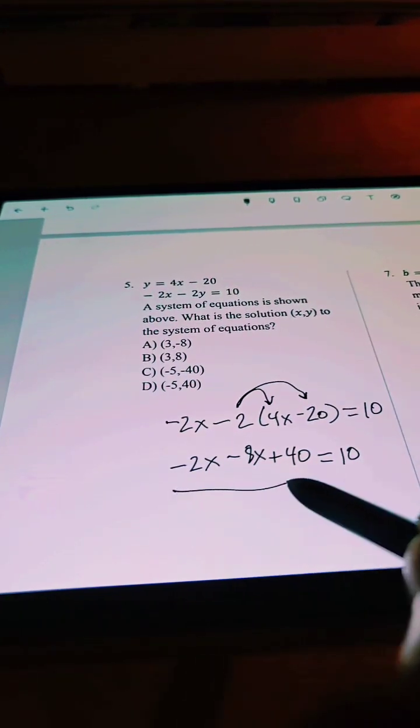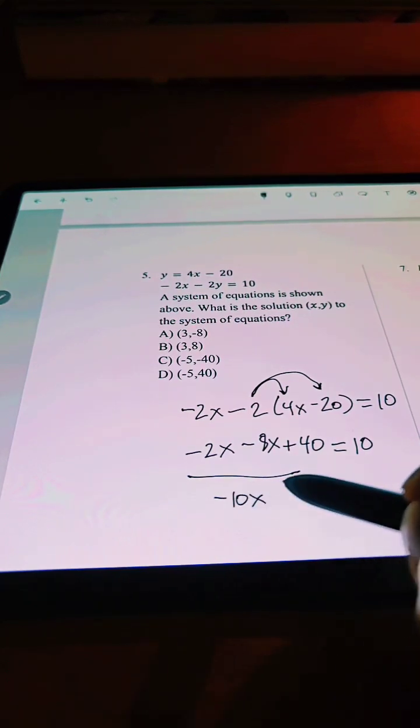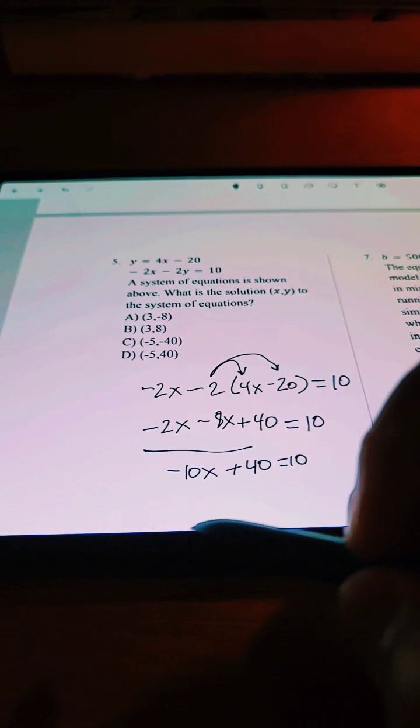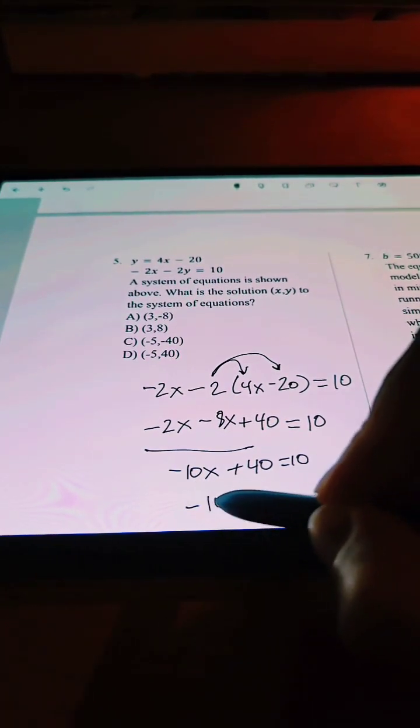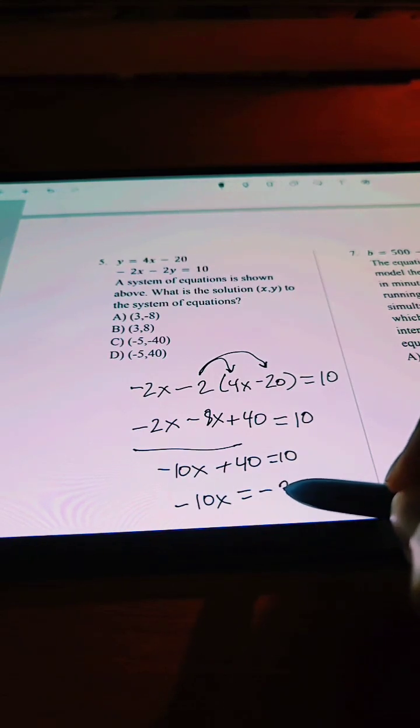So now let's combine our like terms right here. So negative 2x minus 8x is negative 10x. Plus 40 is equal to 10. And then I have to subtract 40 on each side, so then I get negative 10x is equal to negative 30.